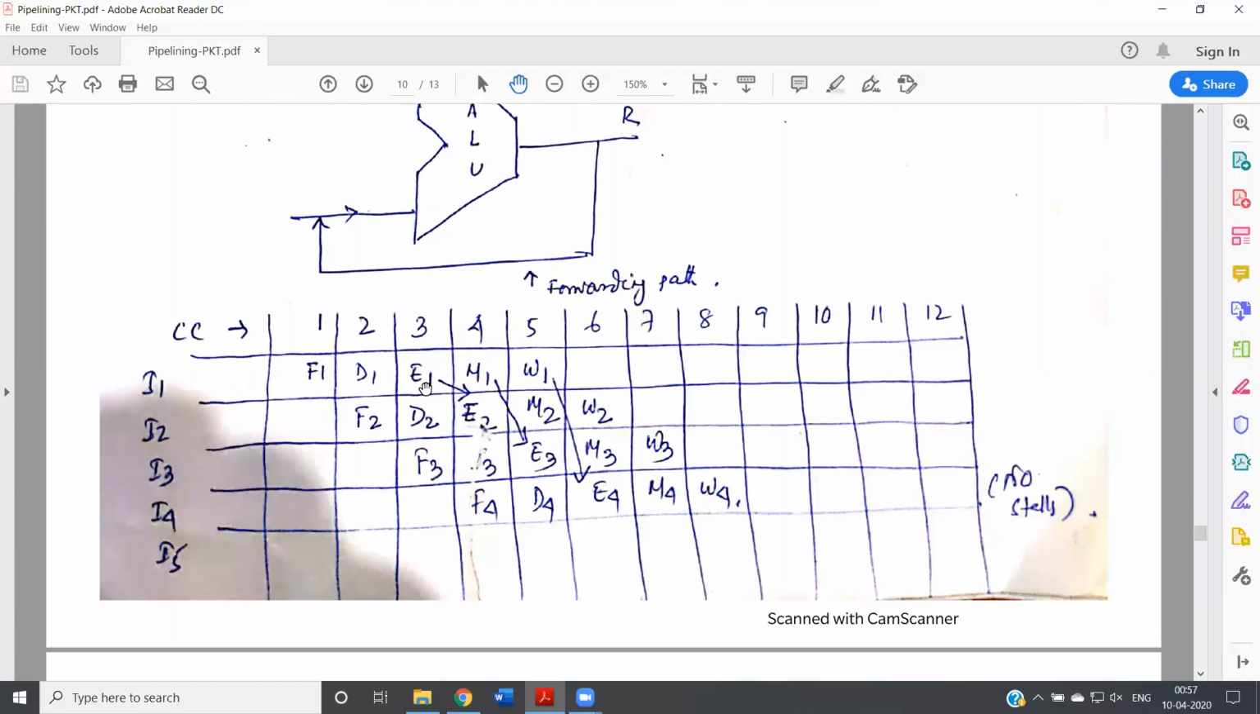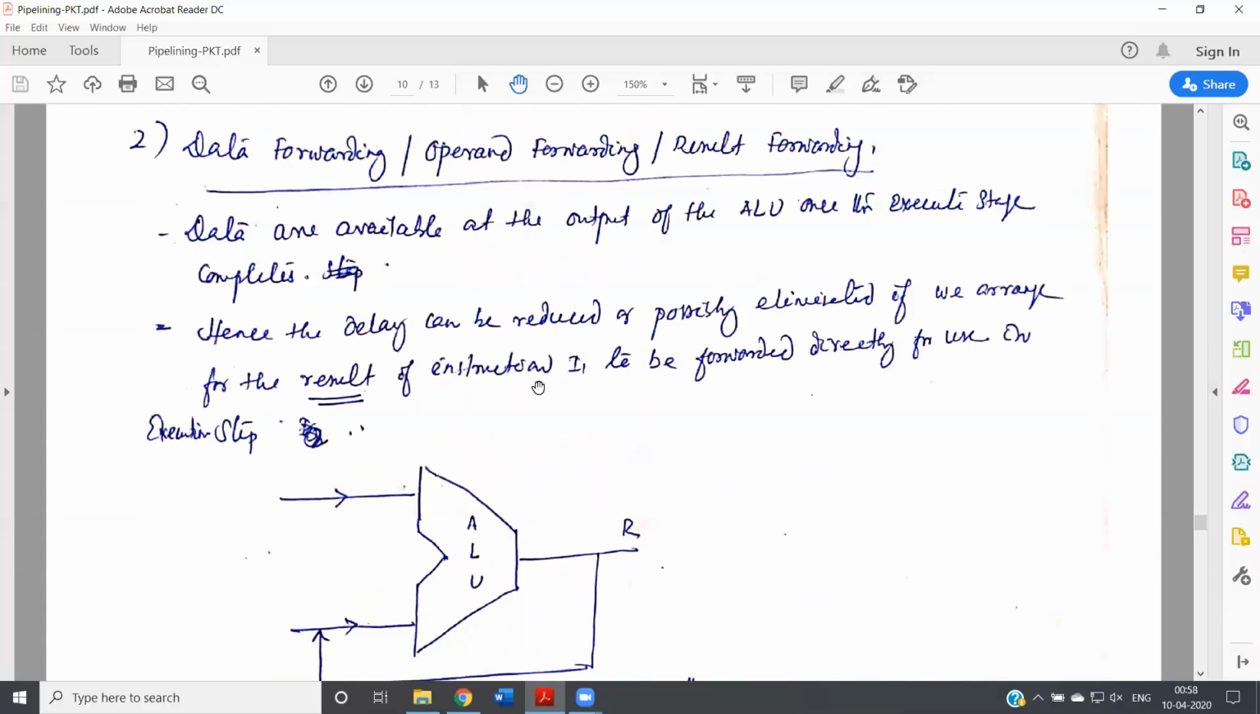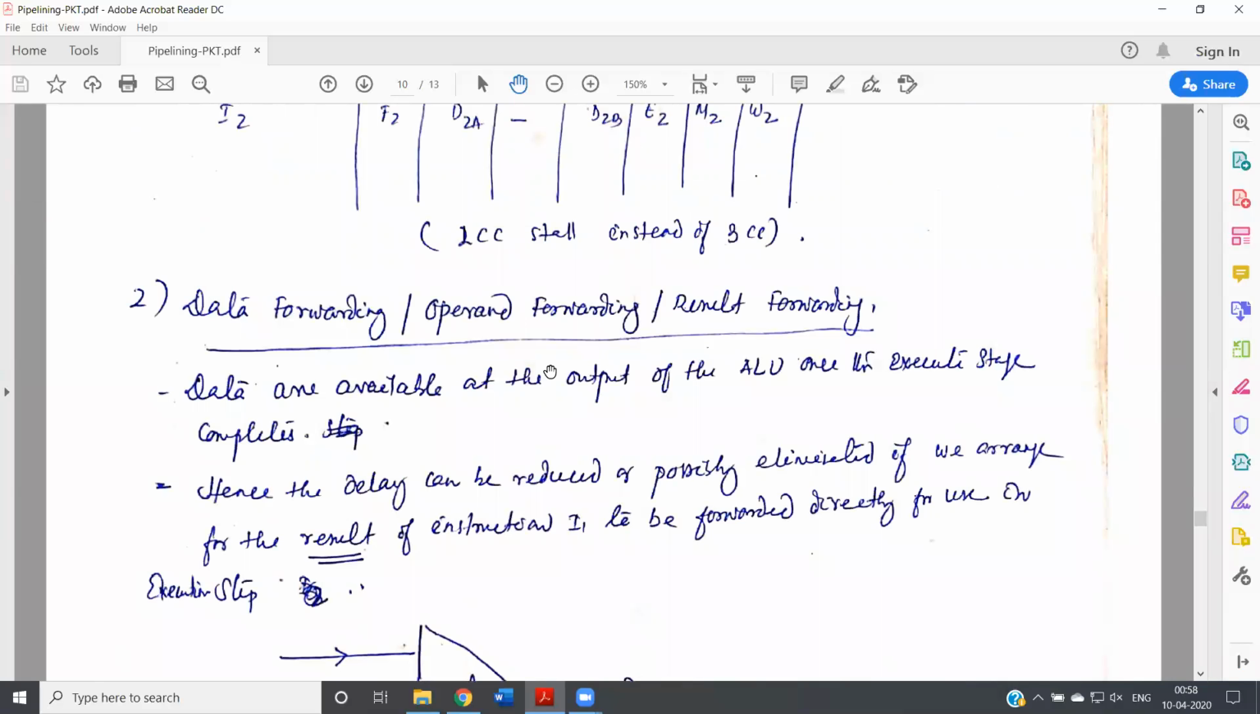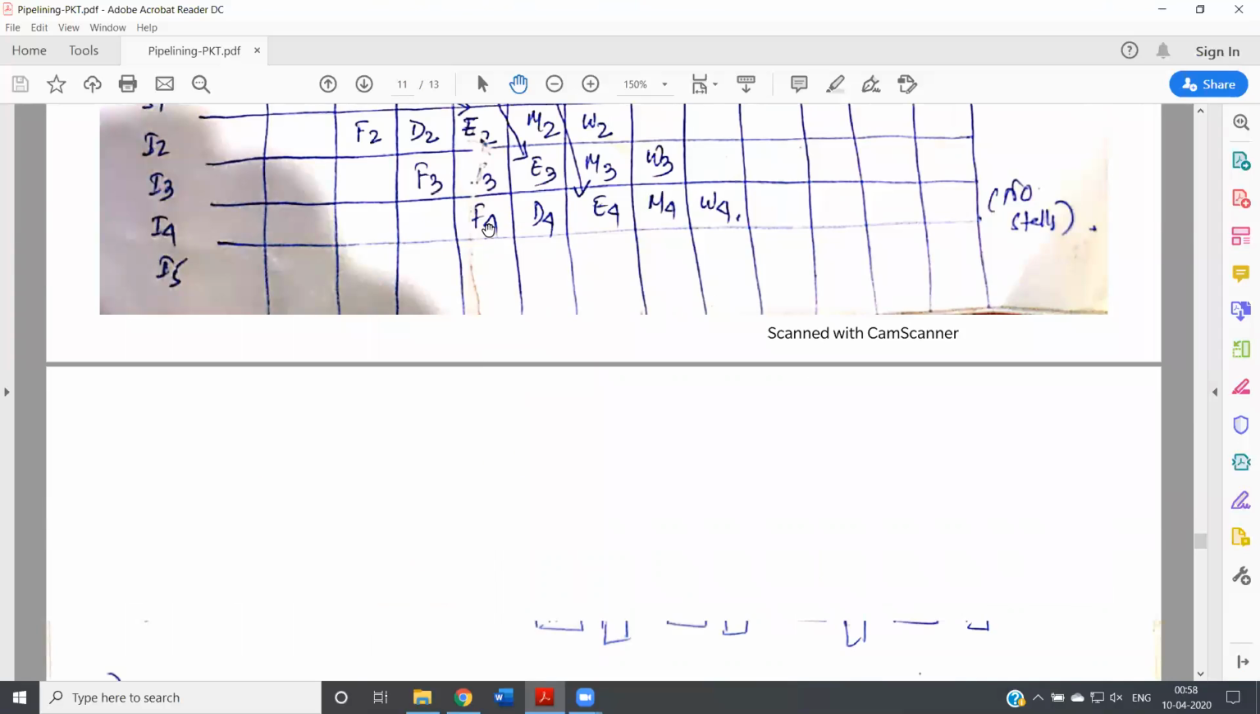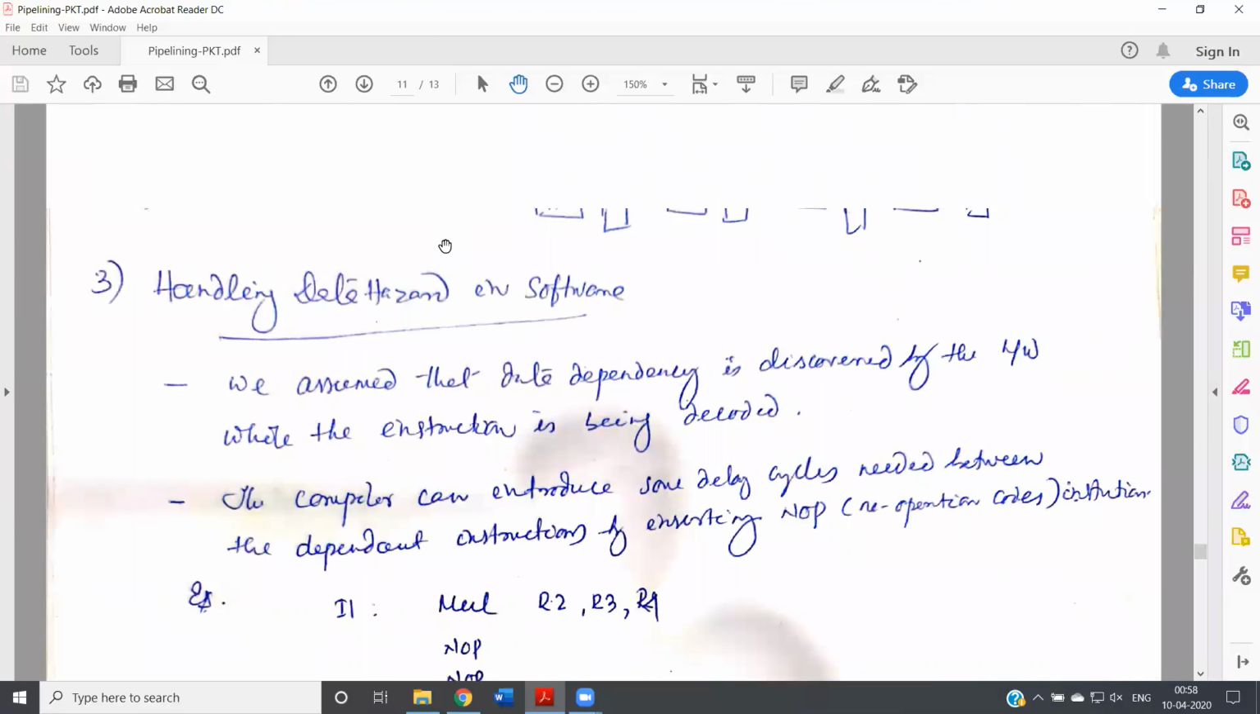So first instruction, after the execution stage, the result is available, which can be forwarded to the execution stage of 2. But the instruction 2 can continue its execution, and there will be no hazard. In the 5th clock cycle instruction 1 completes, in the 6th clock cycle the instruction 2 completes. So there will be no stall. So data forwarding is an effective way of reducing the data hazard.